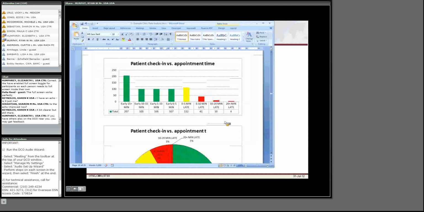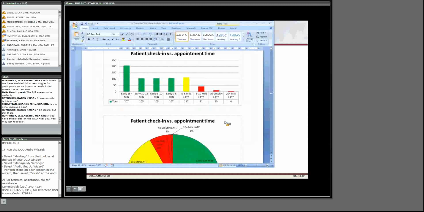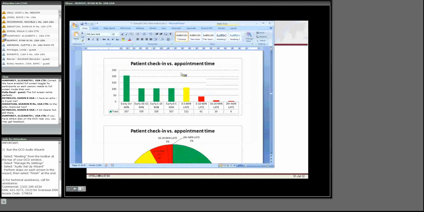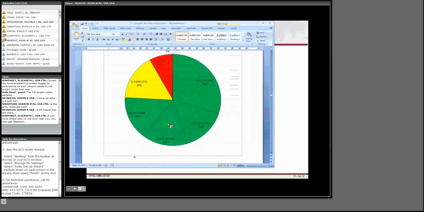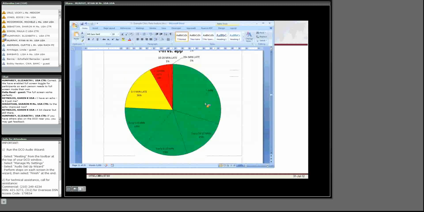And then this is another blow up of another clinic, check-in versus appointment time. And so you can see that most of the time they're showing up early, and then that's the pie chart of showing up early, showing up just a little bit late, or showing up past the appointment time.